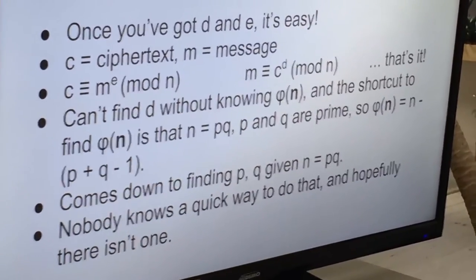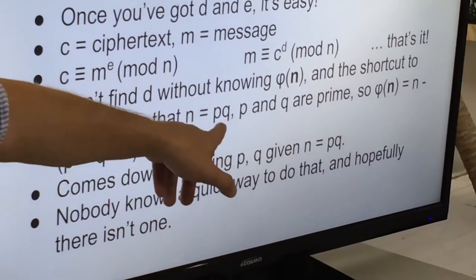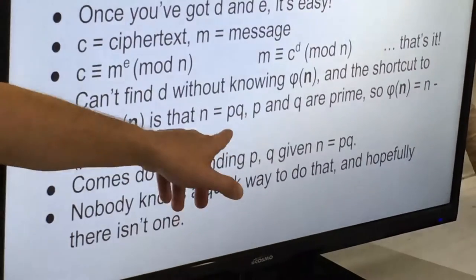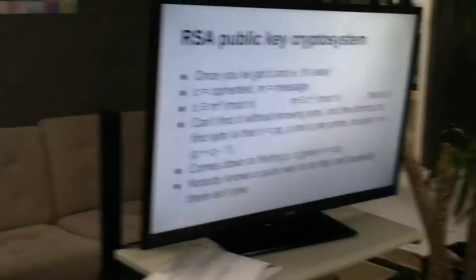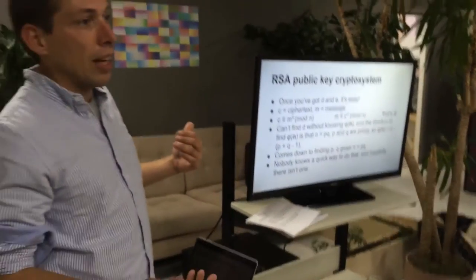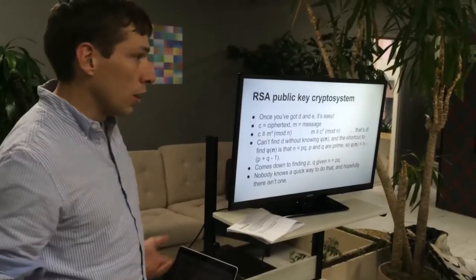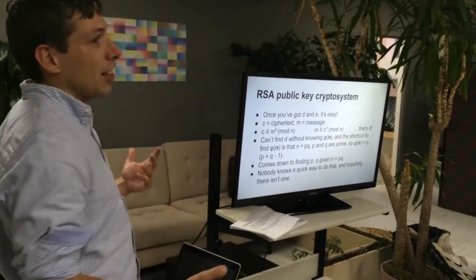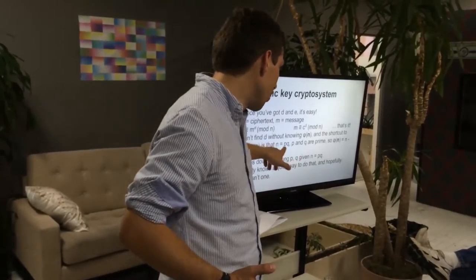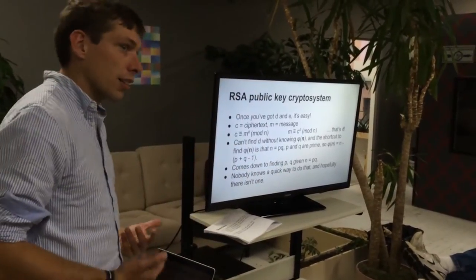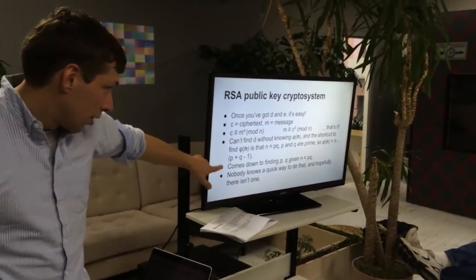You can't find D without knowing phi of N, and the shortcut to find phi of N is this: N equals PQ. And P and Q are prime, so breaking N into P and Q is a problem that is very difficult. If you have a giant number, how do you find its prime factors when these prime factors are huge? It'll look prime, right? It's odd, you try to divide it by anything, it doesn't work. So trying to find P and Q given N is something no one knows how to do quickly, or quickly enough anyway. So it comes down to finding these two factors.